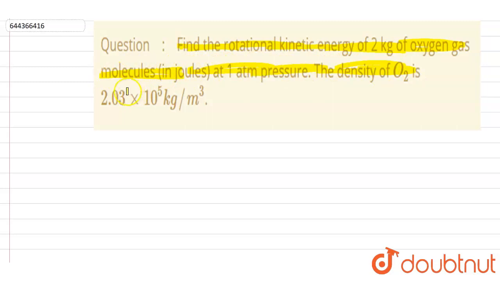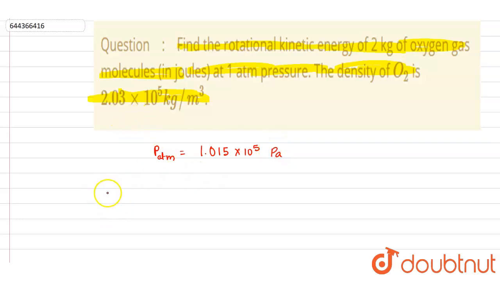Hello everyone, find the rotational kinetic energy of 2 kg oxygen molecule at 1 atm pressure, and the density of oxygen is given, it is 2.03 into 10 to the power 5 kilogram per meter cube. Now if you see here, we know that the 1 atm pressure, that is the atmospheric pressure, is equal to 1.5 into 10 to the power 5 Pascal, that is Newton per meter square.